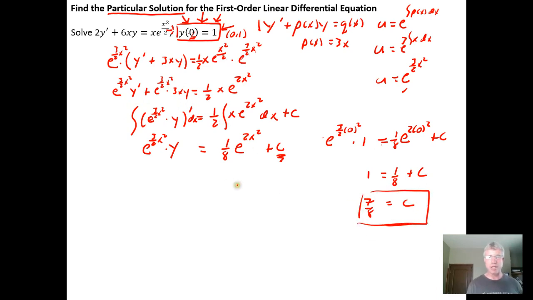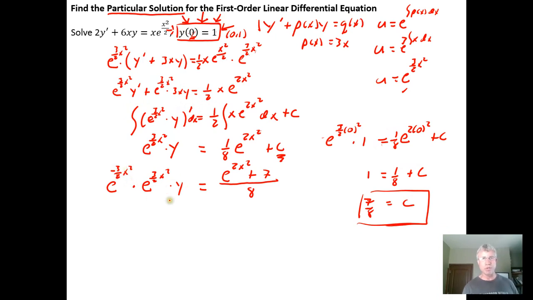I'm going to go ahead and move to the next step. If I replace c with 7/8, I already have a denominator of 8 here. So I'm going to have on the right hand side a common denominator of 8, and e to the 2x squared plus the 7 in the numerator position. And over here I have e to the 3/2 x squared times y. Now I'm ready to solve for y. I could divide both sides by e to the 3/2 x squared. The other way to do it would be to multiply by e to the negative 3/2 x squared.